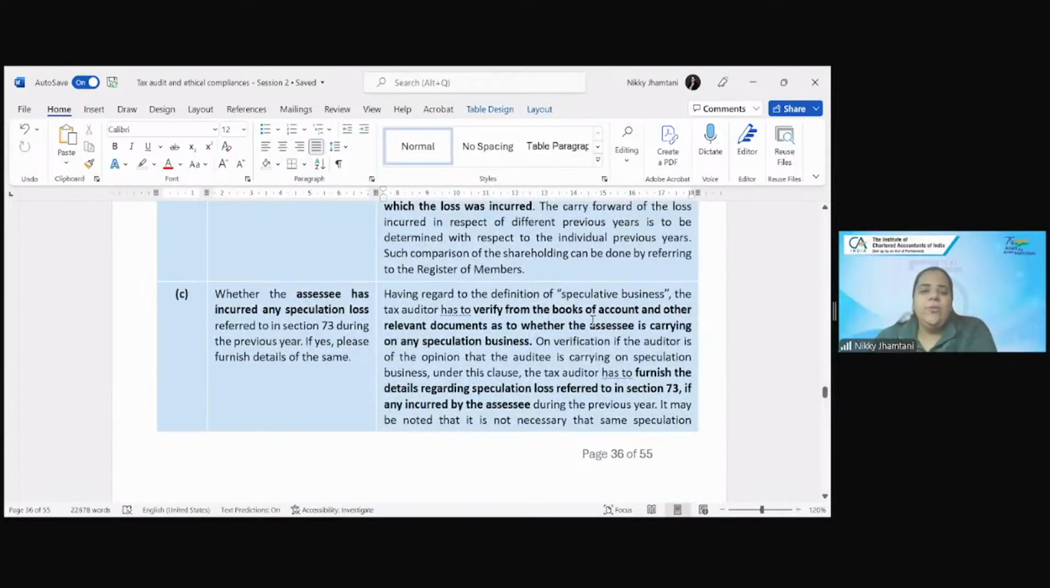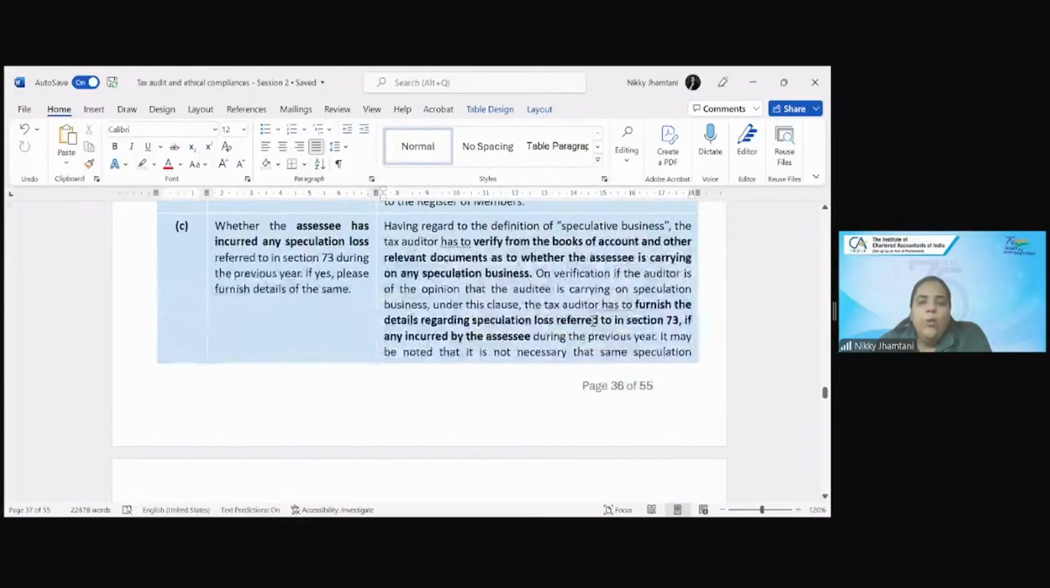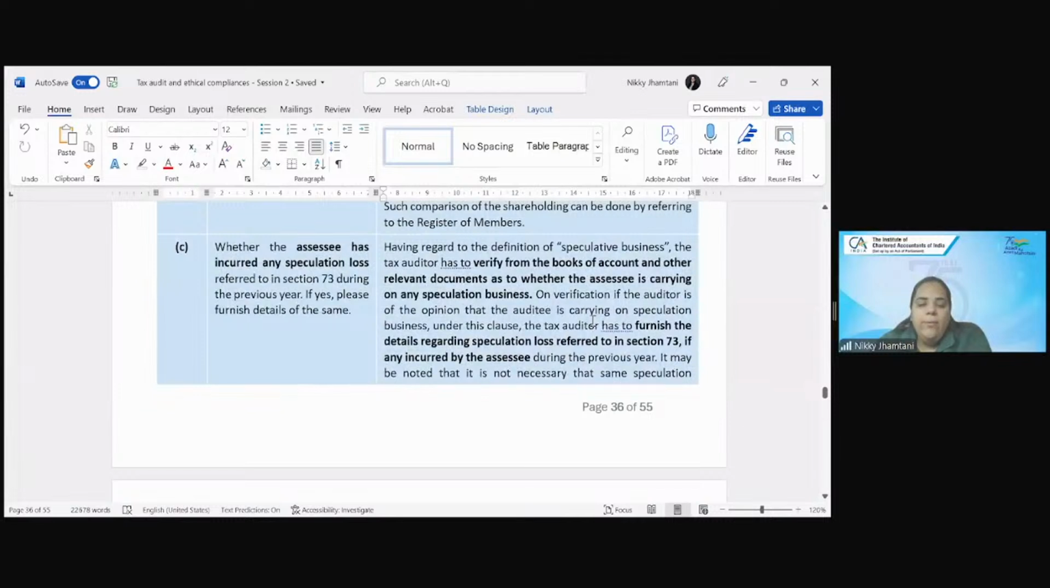Next is regarding Section 73, subclause C. Whether the assessee has incurred any speculation loss referred to in Section 73 during the previous year. If yes, please furnish details of the same. So this is the question. So what all are the reporting requirements that the tax auditor has to see?